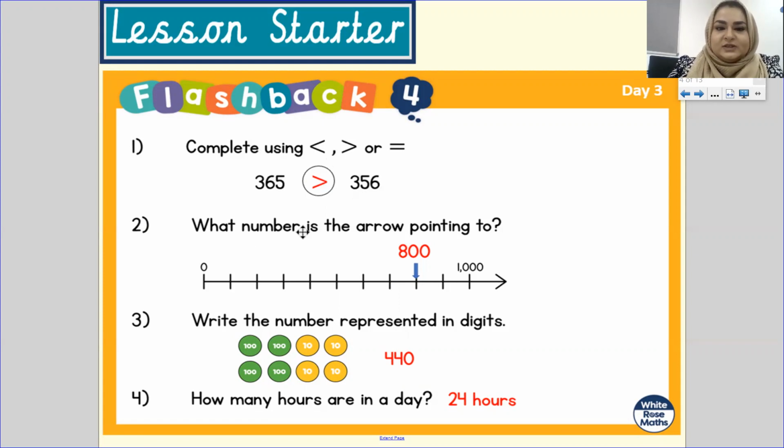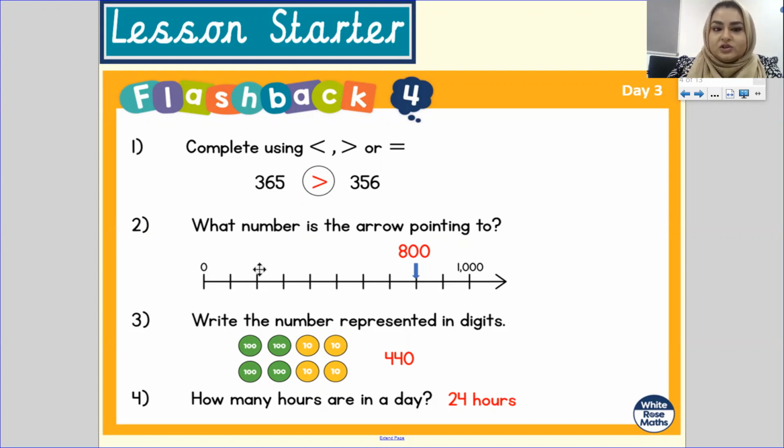For number 2, it says what number is the arrow pointing to? The answer is 800. So what you should have done to find out the answer is looked at your number line, and you know your number line starts with 0 and finishes on 1,000. So you should have worked out what the sequence was. So if I check how many lines I have, 1, 2, 3, 4, 5, 6, 7, 8, 9, 10, and this is 1,000, I know that is going up in 100.